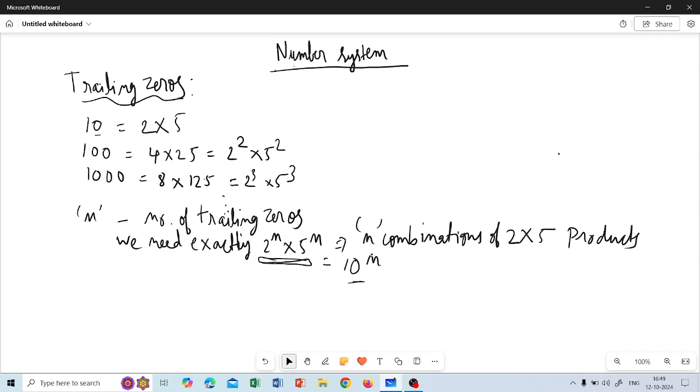So firstly we need n combinations of 2 into 5 products. So we are going to find out what happens. Let me start with a simple example first.